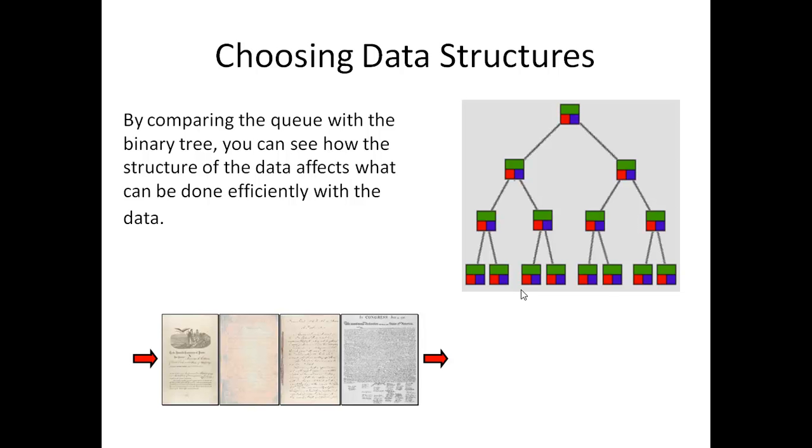By comparing the queue with the binary tree, you can see how the structure of the data affects what can be done efficiently with the data. An example is given.